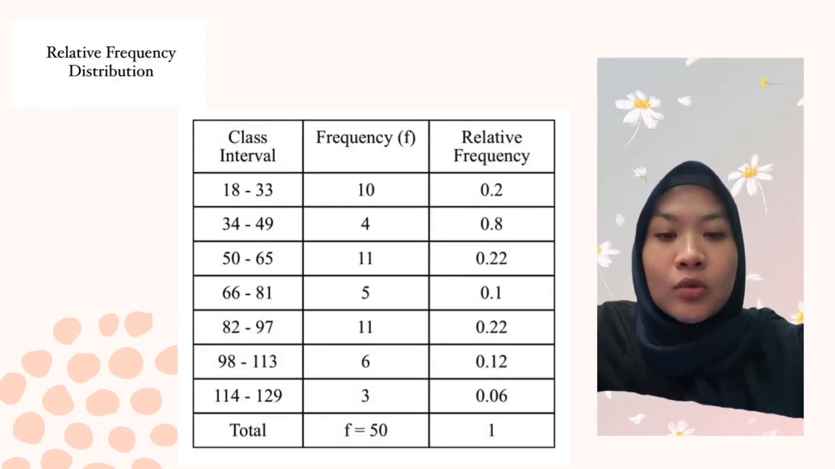Next, we go to the relative frequency distribution. For this relative frequency distribution, we get it by dividing the frequency of each class by the total number of frequencies. After that, we sum up the values that we found for relative frequency.